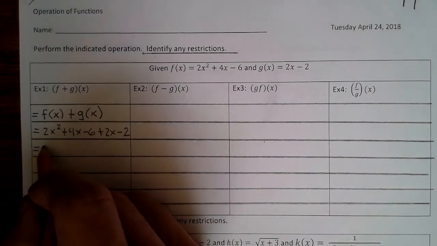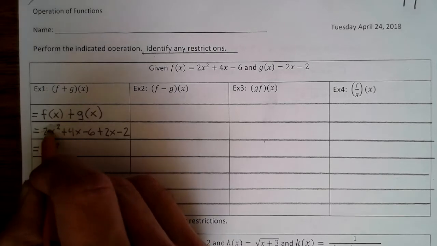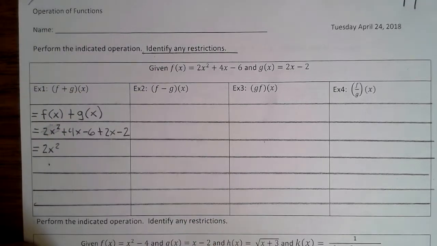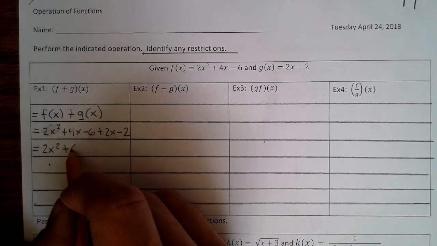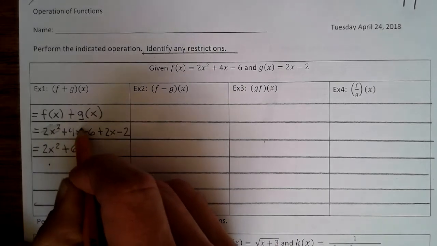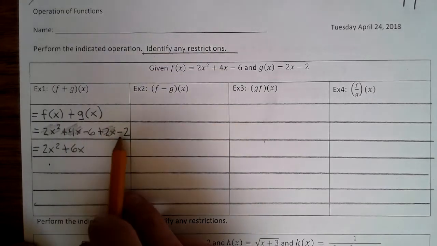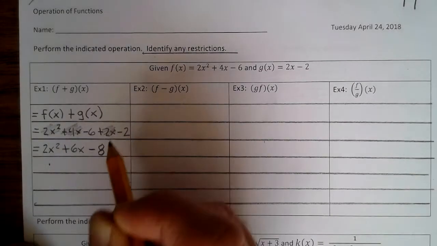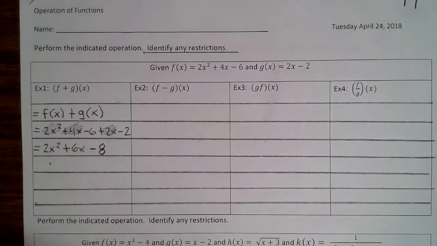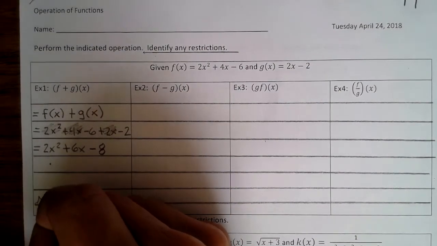Okay, so there's no distribution, so we combine like terms. There's no 2x squareds, and I'm actually going to shade that out as we go through. Okay, so now we combine the 4x and the 2x, so that's plus 6x. And then negative 6 minus 2 combined is negative 8. Now, restrictions only apply if you have a denominator. There's no denominator, so there are no restrictions.